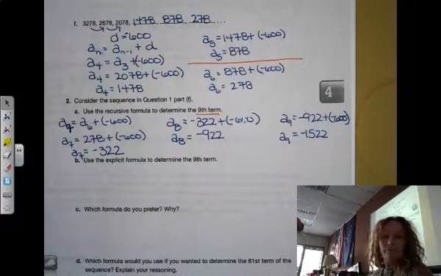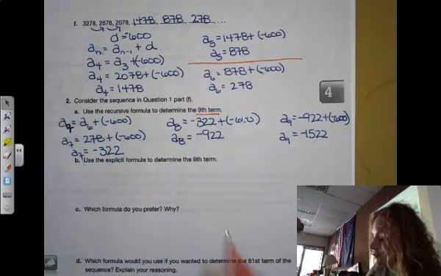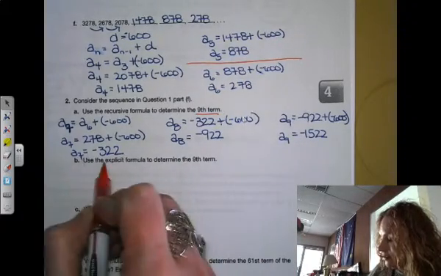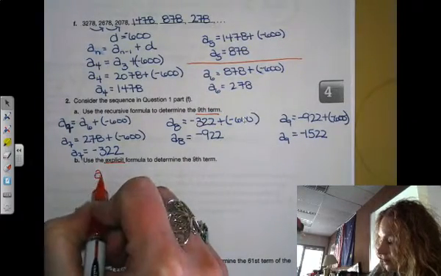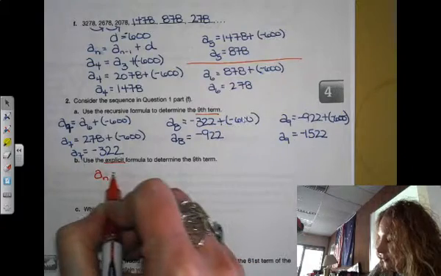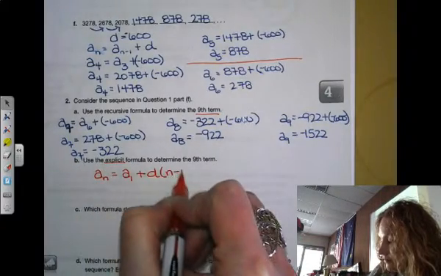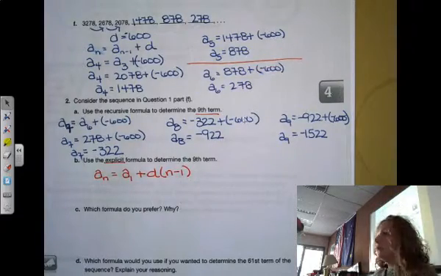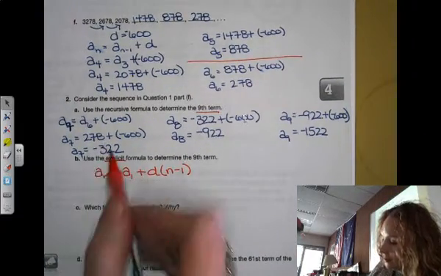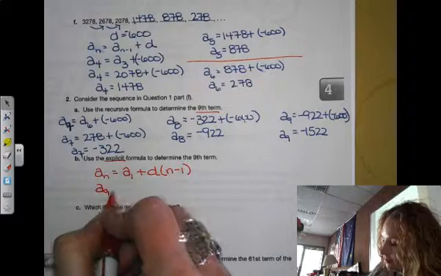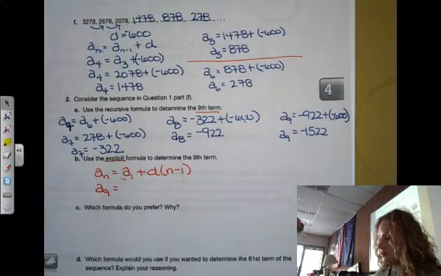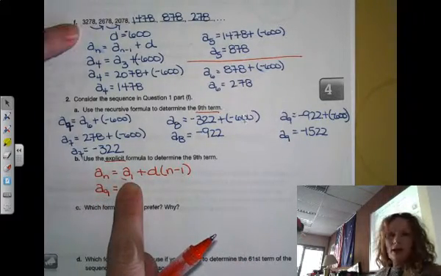All right, so now let's do the explicit formula. The explicit formula, to find the nth term, is equal to the 1st term plus the common difference times n minus 1. We learned that earlier in the week. So this one, if we want the 9th term, we just need to know the 1st term. What's the 1st term of our sequence in F?